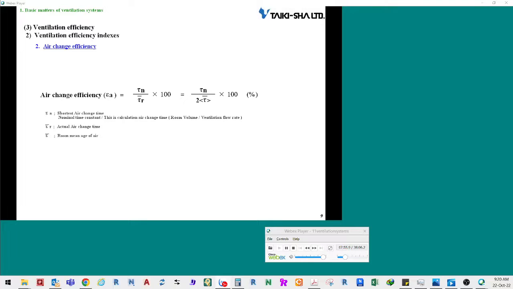Two. Air ventilation efficiency. The air ventilation efficiency is a measure to indicate how fast the room air is ventilated. Under the same ventilation air quantity, the real ventilation time is compared to the theoretically shortest ventilation time. When the air is changed using a piston flow system, the air is ventilated for the shortest time.